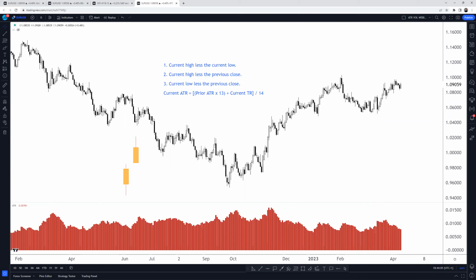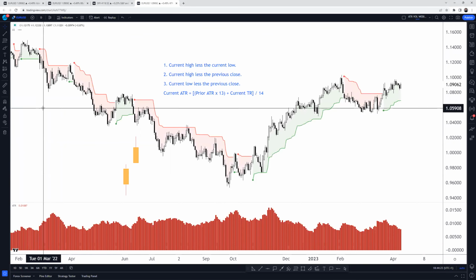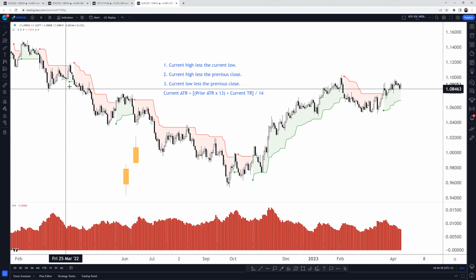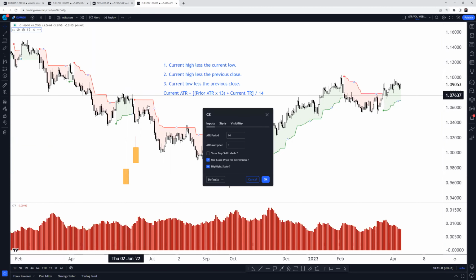You may even have heard of a trailing ATR stop. A trailing ATR stop is very common. Now, to be clear, we do have what's known as a chandelier exit. I think I pronounced that correctly. I know we can download this indicator for MT4 and MT5, but here on TradingView, it is readily available. Now, as you can see, we are using the chandelier exit as a trailing stop.